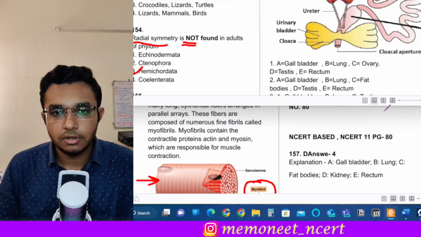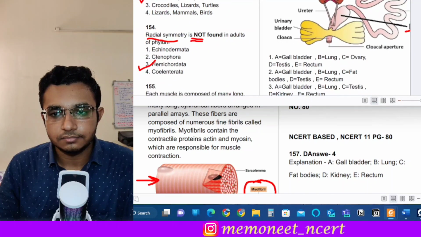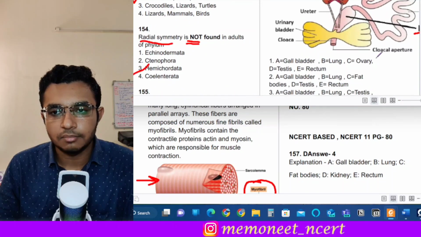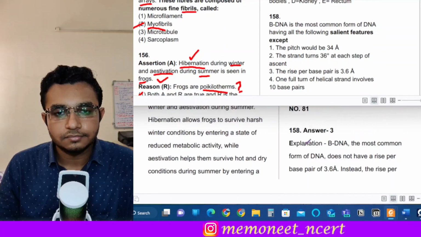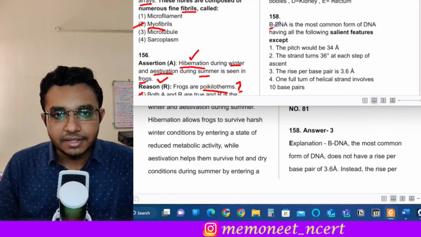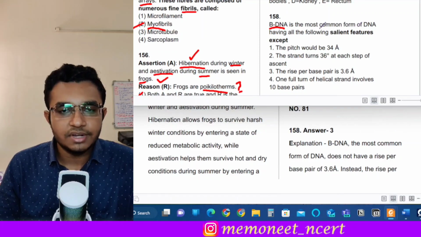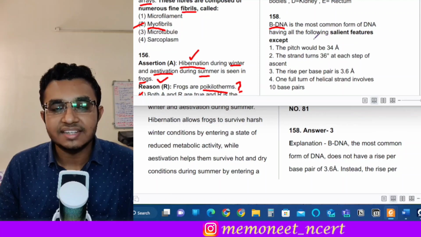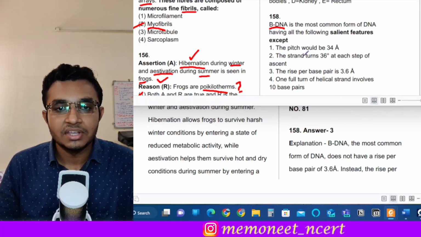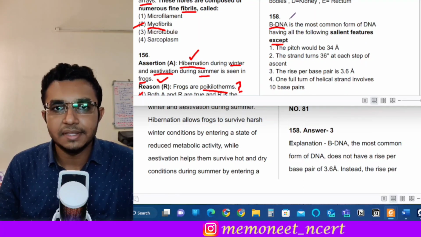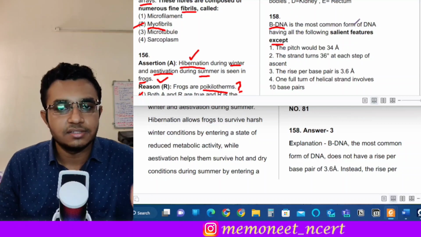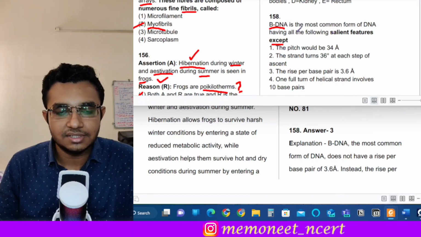Now moving on to the next question, that is question number 158. It states that B-DNA is the most common form of DNA having all the following salient features except. Okay, so we have to identify which of the following is incorrect for the B-DNA. And as we know, B-DNA is the most common form of DNA. Okay, it is given in the question.